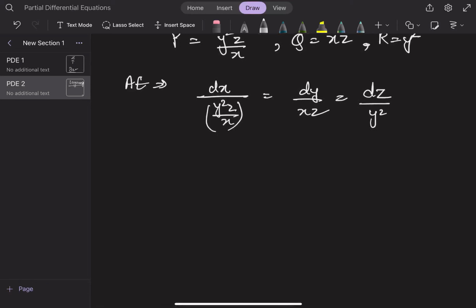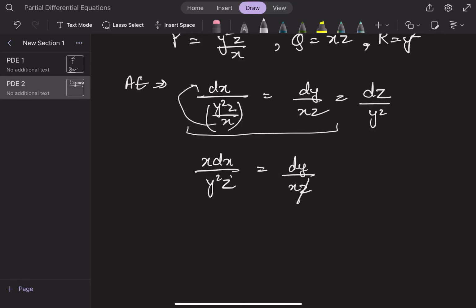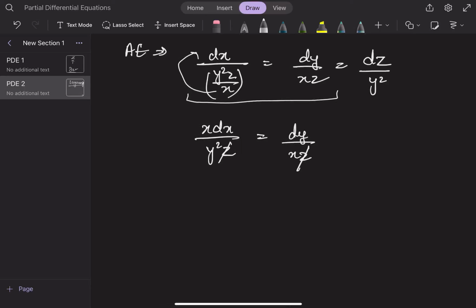So now if we group these two, we can see that z will get cancelled. So let's take this x in the numerator. x dx divided by y square z is equal to dy by xz. So this z and this z gets cancelled. So now let's cross multiply. x square dx minus y square dy is equal to 0.